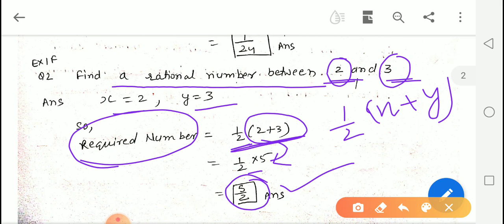So this is the method of finding only one rational number between two rational numbers. This is type 1.